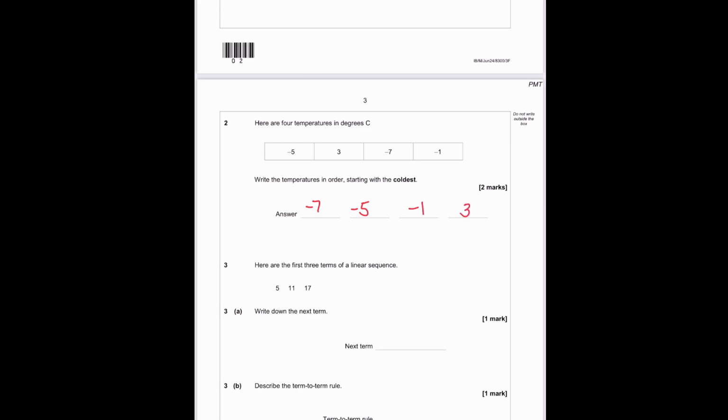Here are the first 3 terms of a linear sequence. Write down the next term. So if we look, we are adding 6 each time. So 17 add 6 gives me 23. Describe the term-to-term rule. That is going to be add 6.